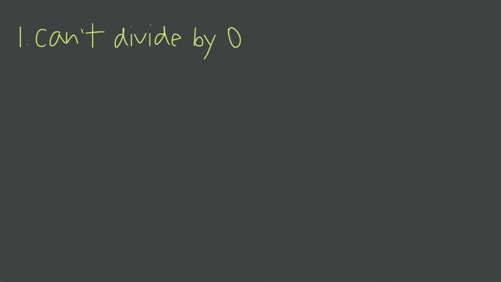Sometimes all we have is the function itself. And when that's the case, we have to look for 3 red flags. The first is that we can't divide by 0. So if we have a function like this one, 5 over x minus 3, we know that x cannot be equal to 3 because the value 3 would make the denominator 0.